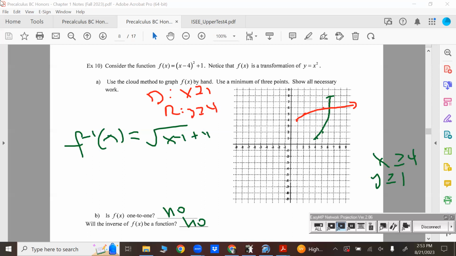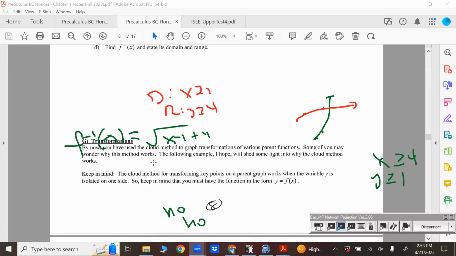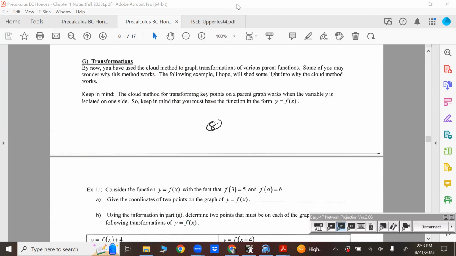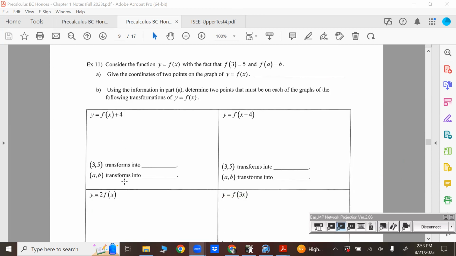Okay, let's keep moving. Let's look at transformations, which we've already been kind of talking about anyway. So I'll read this little blurb here and we'll move on to the next page. Cloud method, blah, blah, blah. You guys know what that's all about. Now it's really just switching x and y, I mean, changing x and y values, right? But that process is important. You have to know what you're doing to x and y so you can get the new points. So let's look at example 11 on the next page.